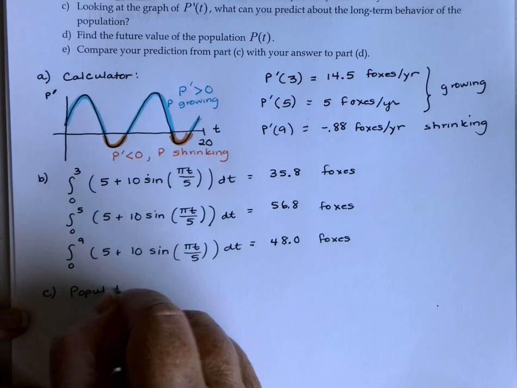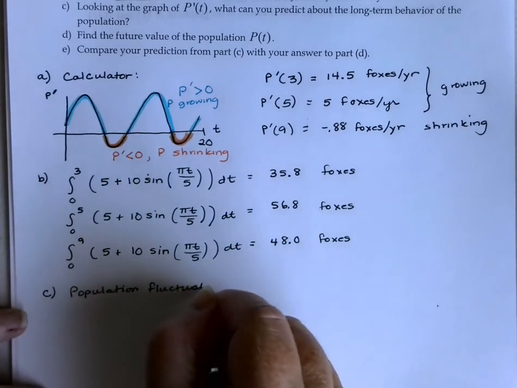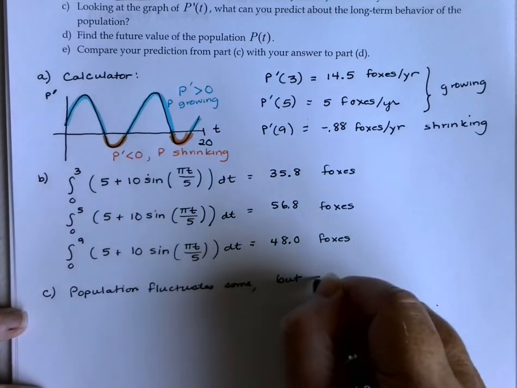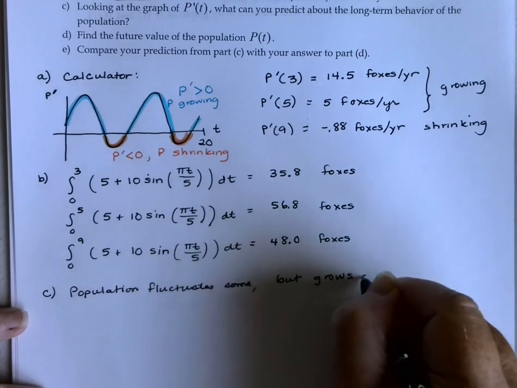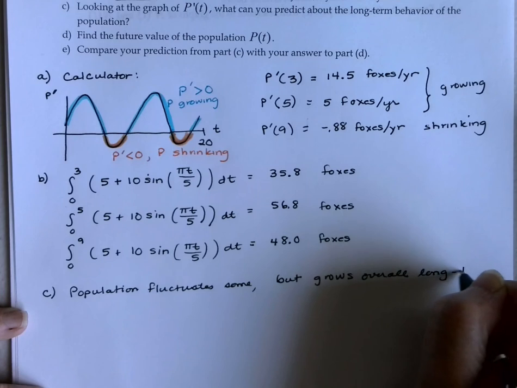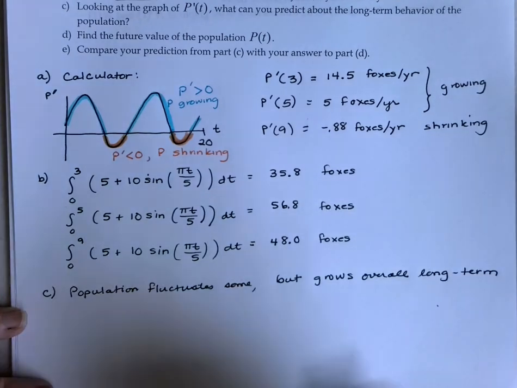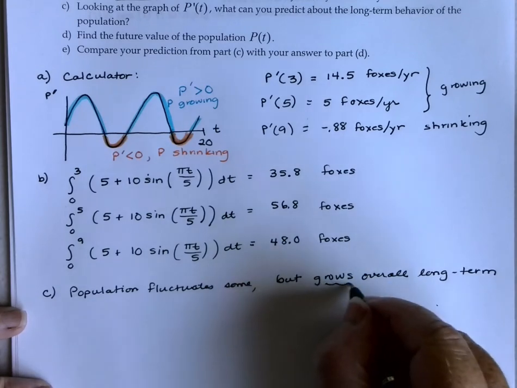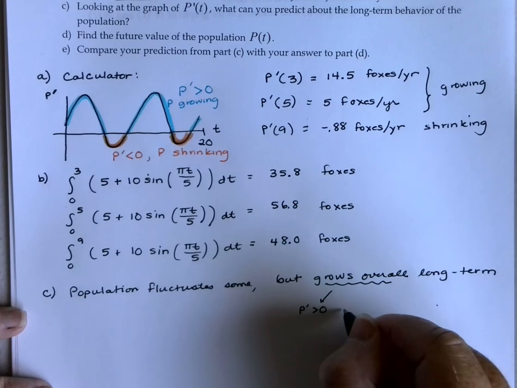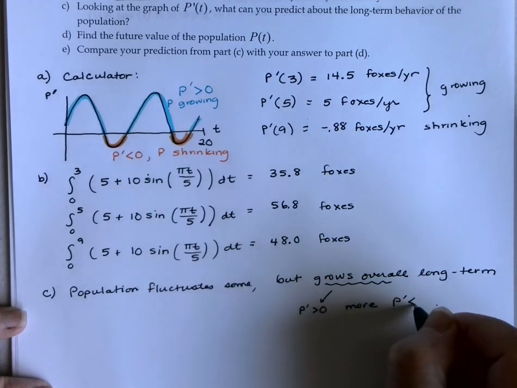So I'm going to say the population fluctuates some, but grows overall. Long term. And again, when we say grows overall, that's because p prime is positive a lot more than p prime is negative.